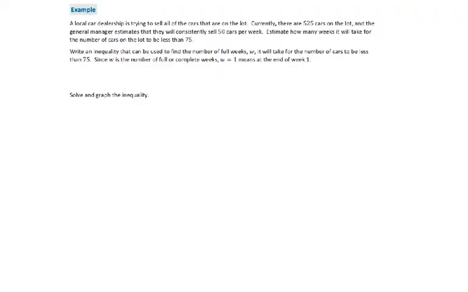All right, let's look at our example here. This is going to be just like we just did, but the words might change just a little bit. And this time we're going to graph this inequality. So we're going to look at how we graph inequalities now. A local car dealership is trying to sell all of the cars that are on the lot. Currently, there are 525 cars on the lot. So before I do anything else, I'm going to write down that 525 because it's going to be somewhere in my inequality. I'm just not sure where yet.